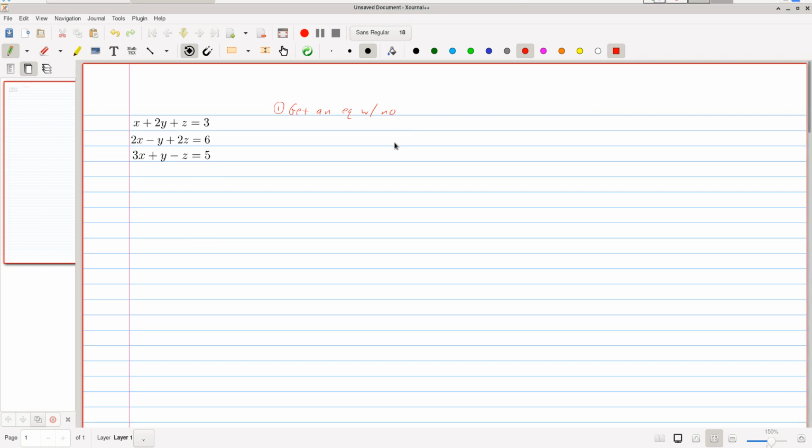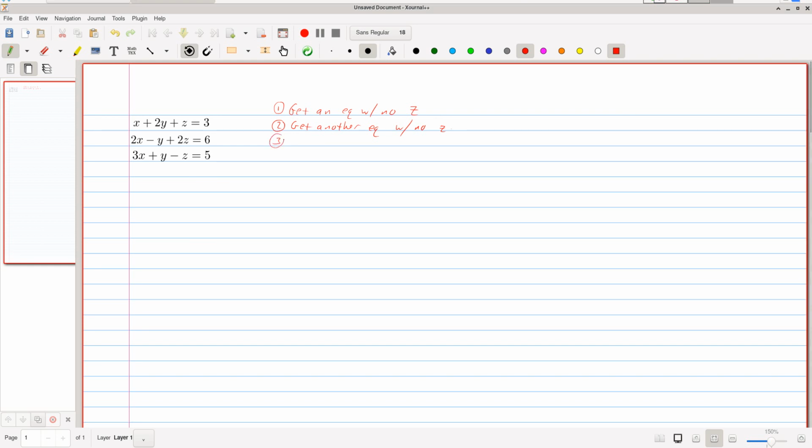The general strategy is to start by getting an equation and eliminate one of the variables. It doesn't matter which one. I'm just going to say get an equation with no z. Our second step will be to do it again, to get another equation with no z. It doesn't matter whether you eliminate z or y or x, just make sure you get rid of the same variable on these first two equations.